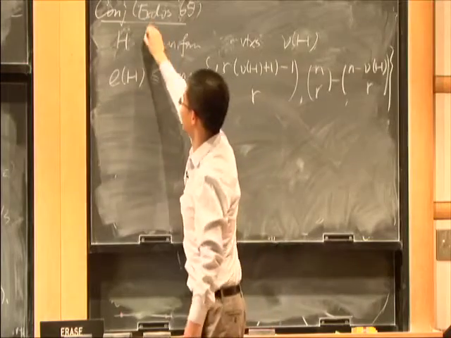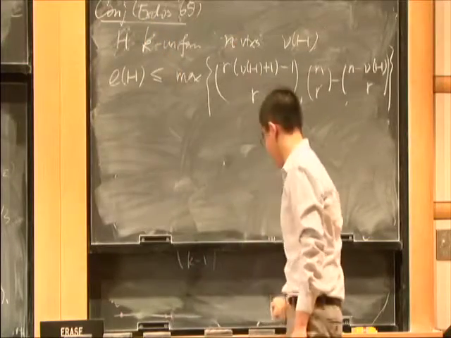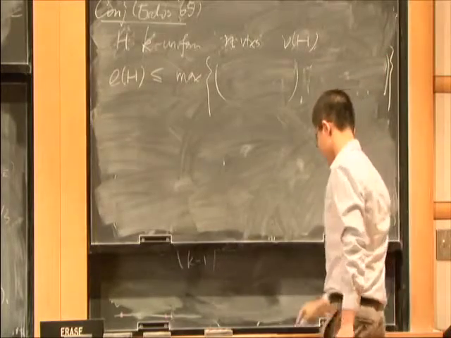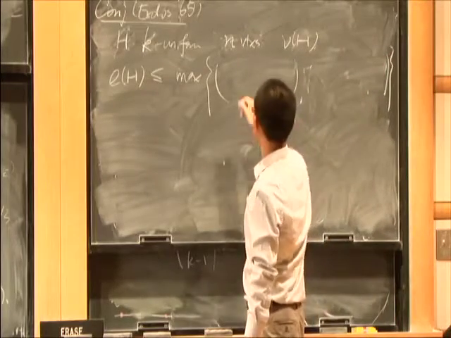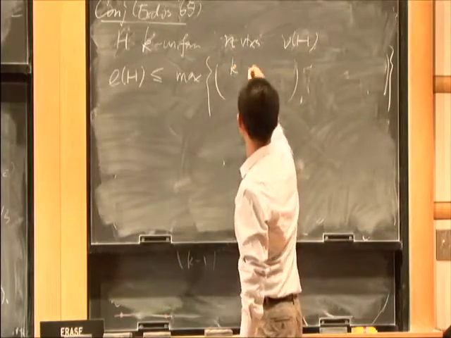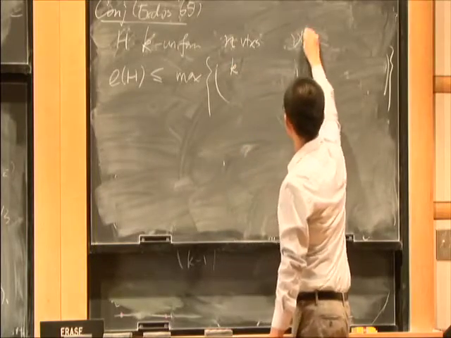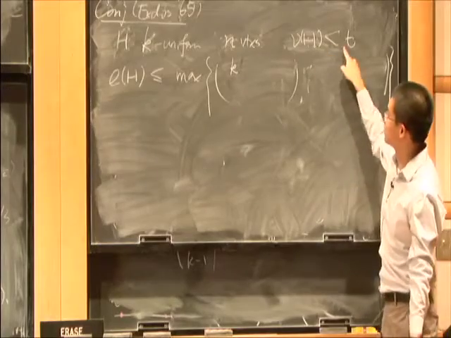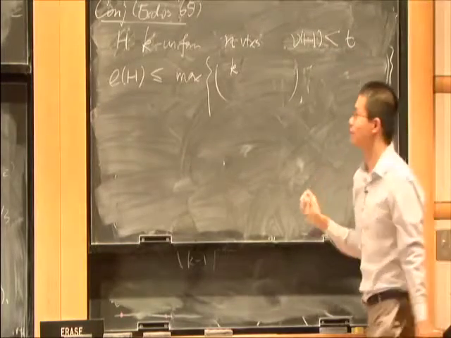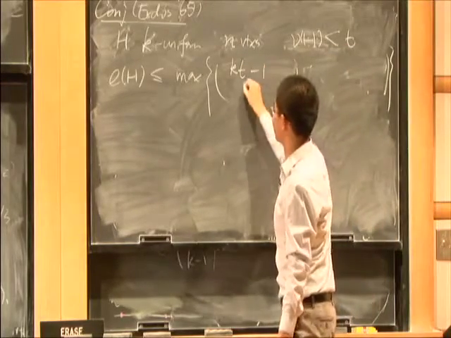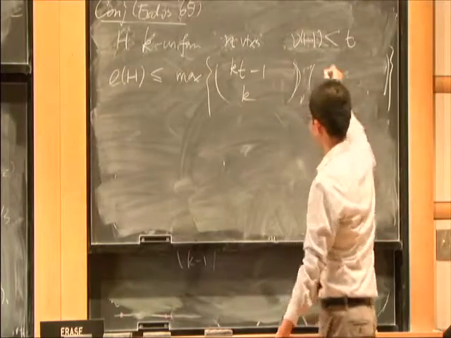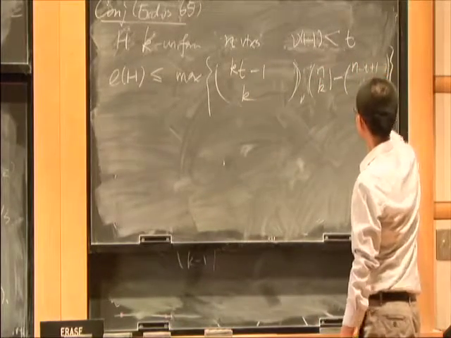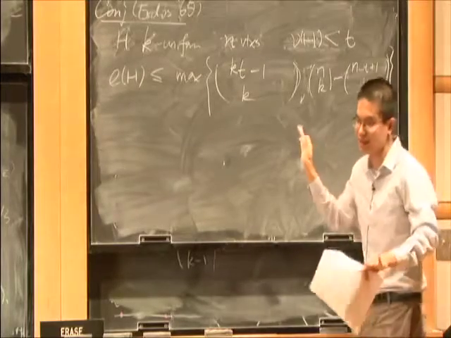So I assume h is k uniform on m vertices. The maximum is like k, I say nu of h is at most t. So basically, we don't have t disjoint edges in our hypergraph. Now this one is kt minus 1 choose k, and minus t plus 1 choose k. Now I'm just more used to this format. Okay, the same thing.